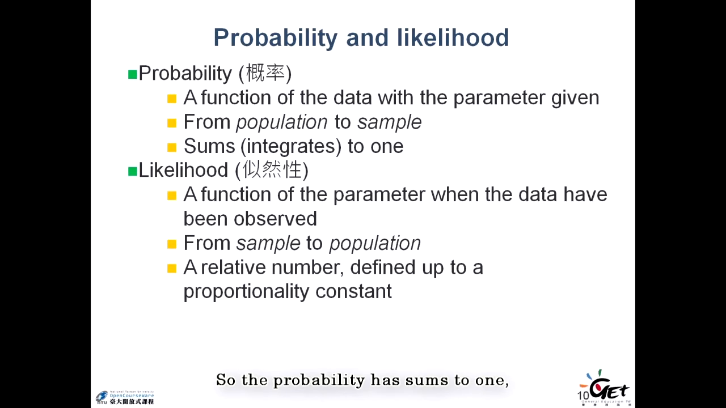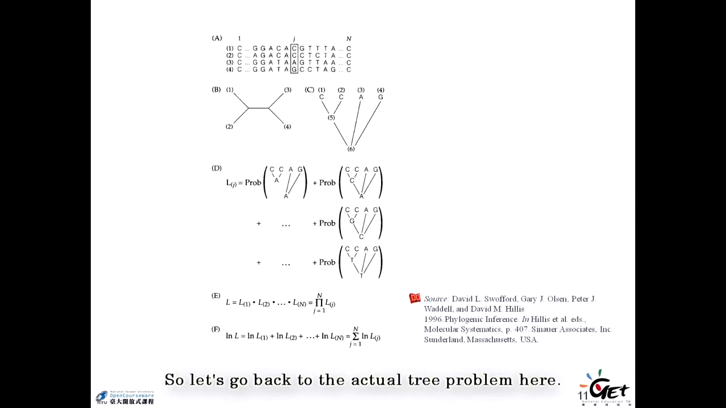So the probability sums to 1, so it's always from 0 to 1 in this case, and a likelihood will be a relative number, so we need to use something like the chi-square to decide if it's better than the other one.